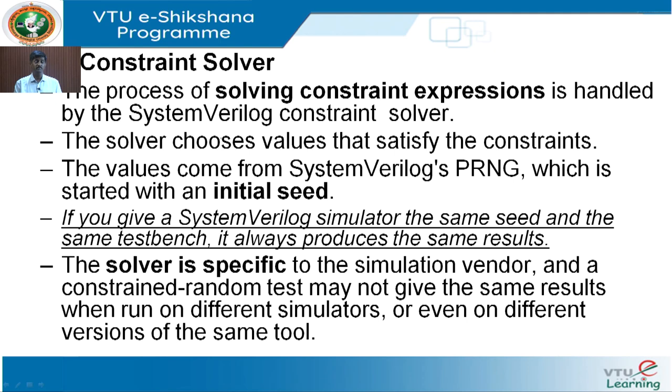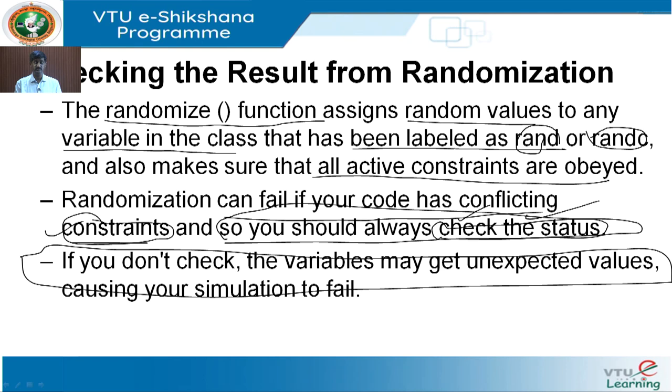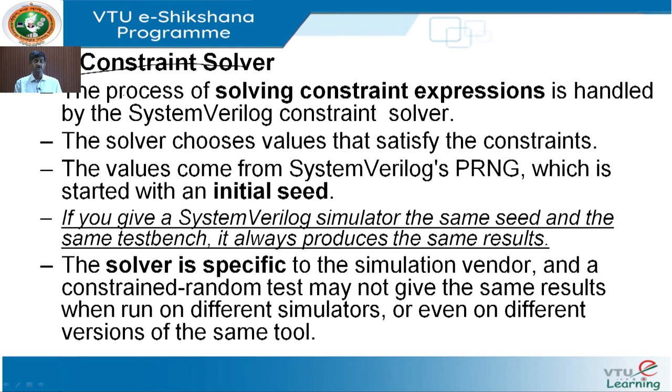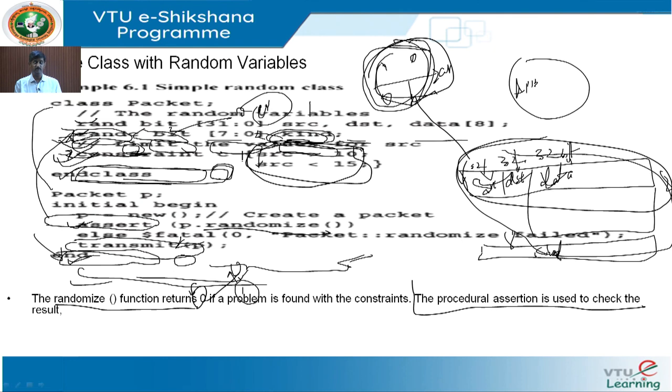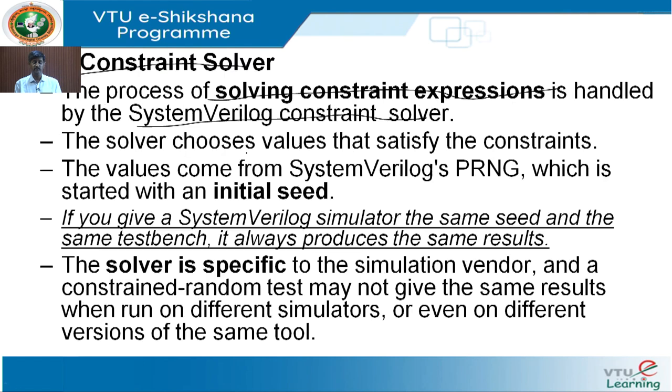So I will look at the constraint solver. The constraint solver is used to do this checking or to resolve conflicting constraints. It is a process of solving the constraint expressions, handled by the SystemVerilog constraint solver. So what are the constraints here? You gave this as a constraint, right? That itself is your constraint expression. I am solving that expression in the randomization through this constraint solver.